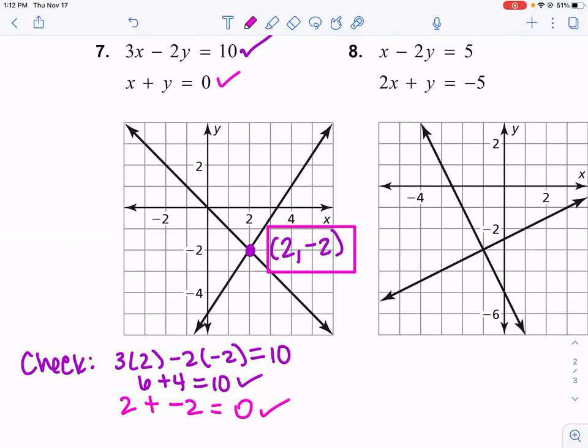All right. Find me the solution for number 8 and check your answer.